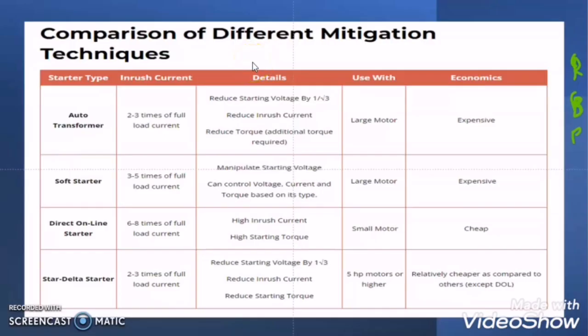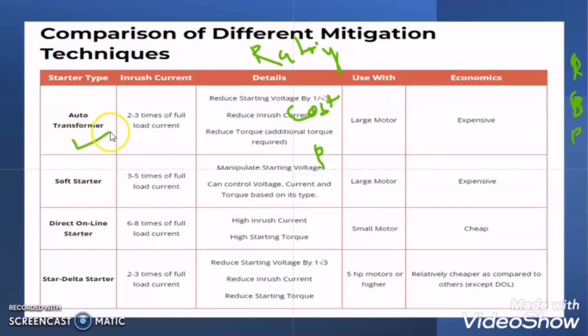Which starting technique we opt for depends upon the rating of the motor, and it also depends on the cost, how much cost we can bear to control the motor. And the third one, which is very important, is which parameter we desire to control. Depending on these parameters, we choose different techniques of starting an induction motor.